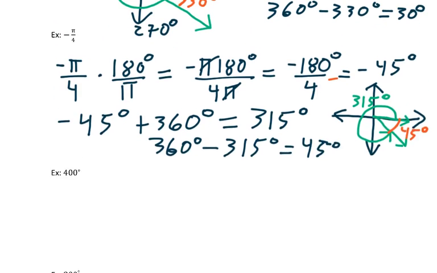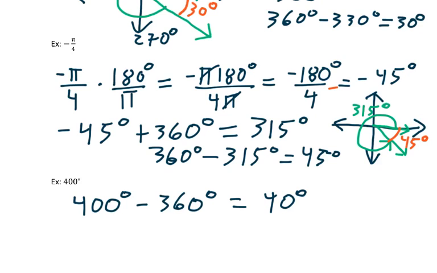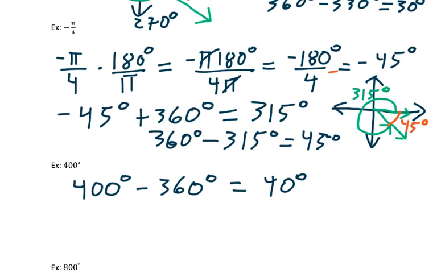Now here we have 400 degrees. Let's find the reference angle. Notice that we have 400 degrees, which is greater than 360 degrees. Because it's greater, let's try subtracting. If we subtract, the angle we get will be coterminal, and in fact, it will be 40 degrees. So 400 degrees and 40 degrees are coterminal. Let's work with 40 degrees.